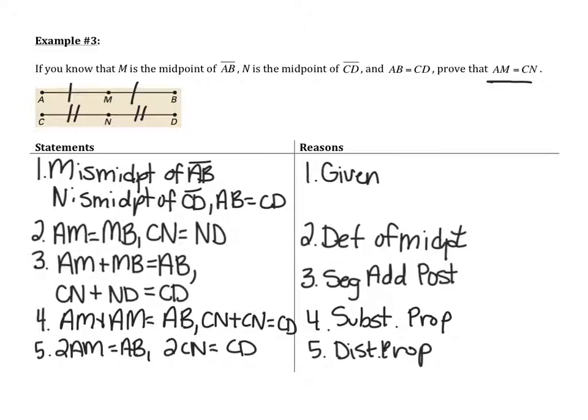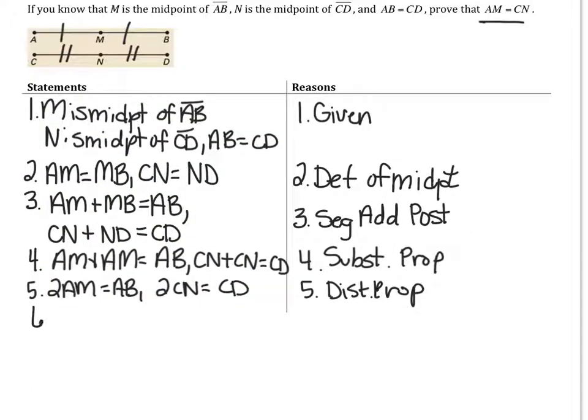So now looking back at my problem, I see that I have AB is equal to CD. So if I have 2AM equal to AB and 2CN equal to CD, knowing that AB and CD are congruent, I know that step 6, 2AM is equal to 2CN because I substituted the 2AM for the AB and the 2CN for the CD into this statement up here. So my reason would be the substitution property.